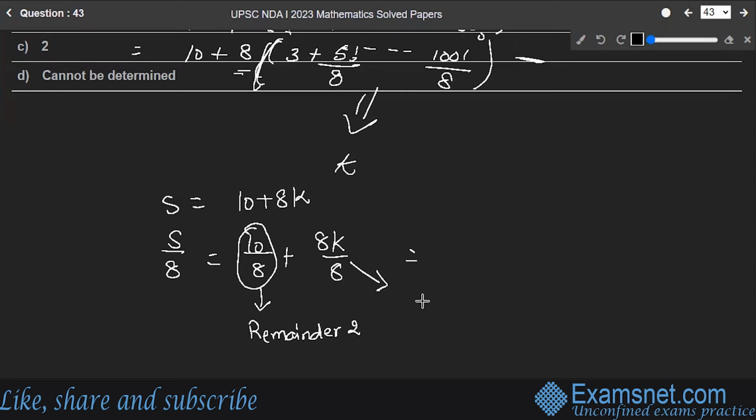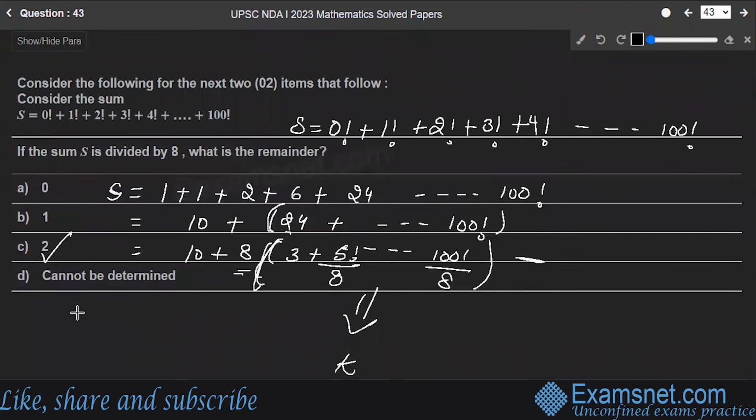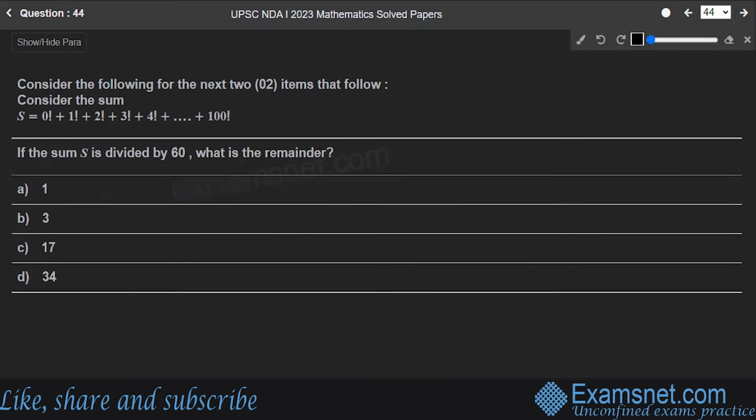And this will give me 0 remainder. So that means this whole expression when divided by 8 will give me a remainder of 2. And this is what we were looking for. Option C is the correct answer. Right? Next is question number 44.